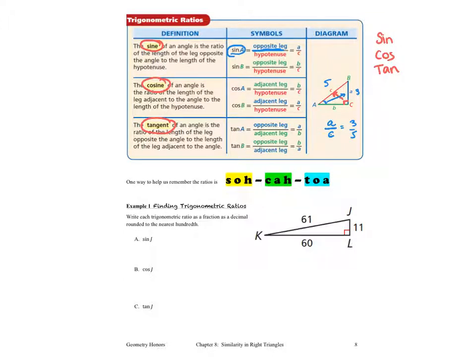If you had sine of B instead, sine is opposite over hypotenuse. Looking at angle B, opposite would be lowercase b, and the hypotenuse is C. So it's B over C. The capital letters are the angles, and the lowercase letters are the sides.